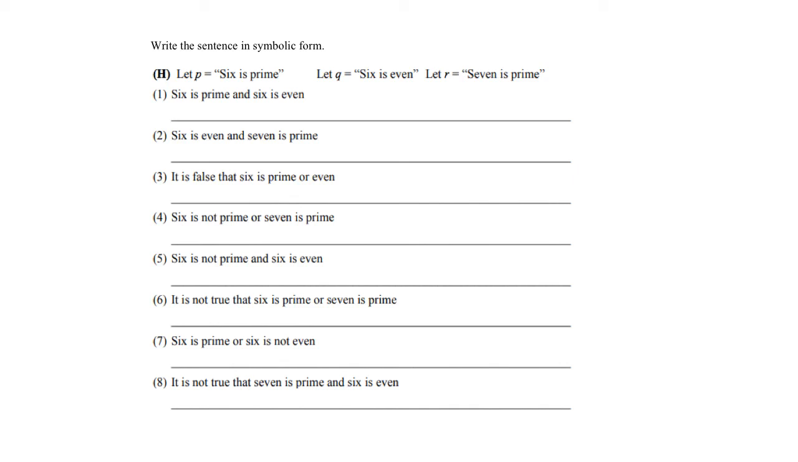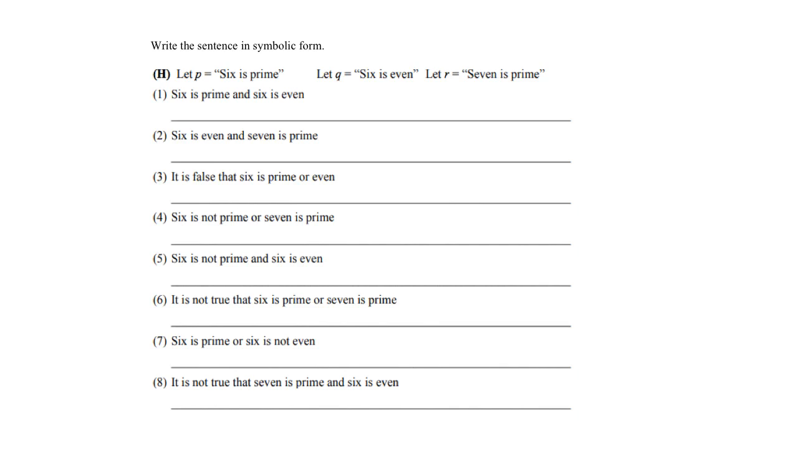Okay, I have a few more examples to try of changing from words to symbols. At least these have the least amount of writing. I'm going to let you try most of these by yourself, but there's a couple that I wanted to point out that we haven't talked about yet. I want everyone to look down at number 3. Number 3 says, it is false that 6 is prime or even. And then number 6, it is not true that 6 is prime or 7 is prime.